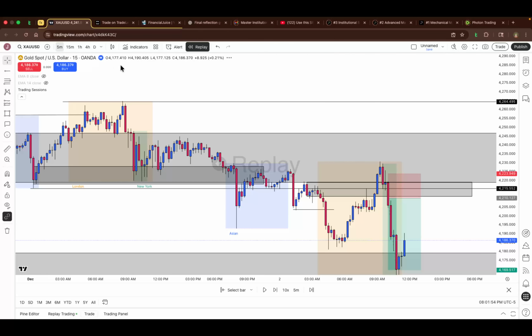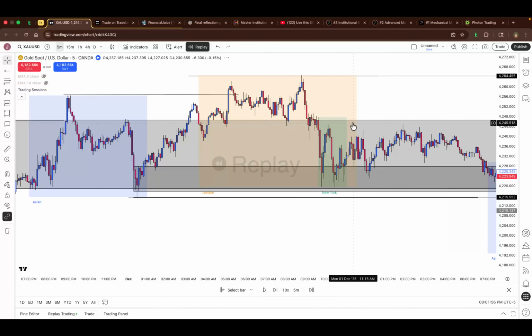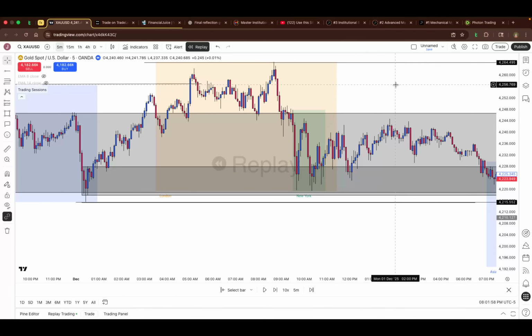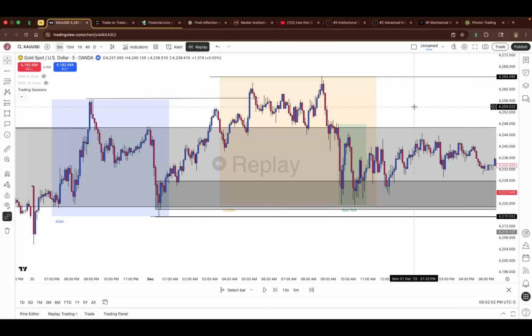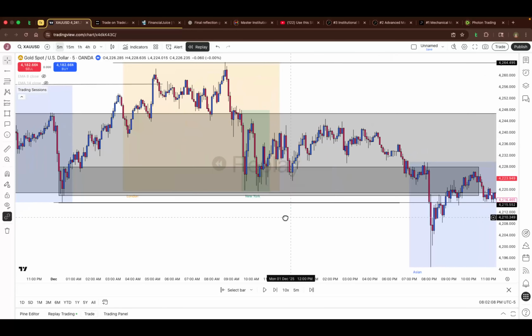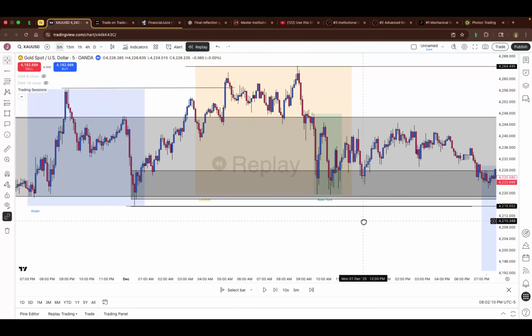Here, I did not get in for a trade. Why did I not get in for a trade? I didn't see a decent entry. I mean, I didn't see a sweep of this liquidity. There's a bunch of liquidity down here, and I just didn't see a sweep. So I'm not confident to enter a trade here.